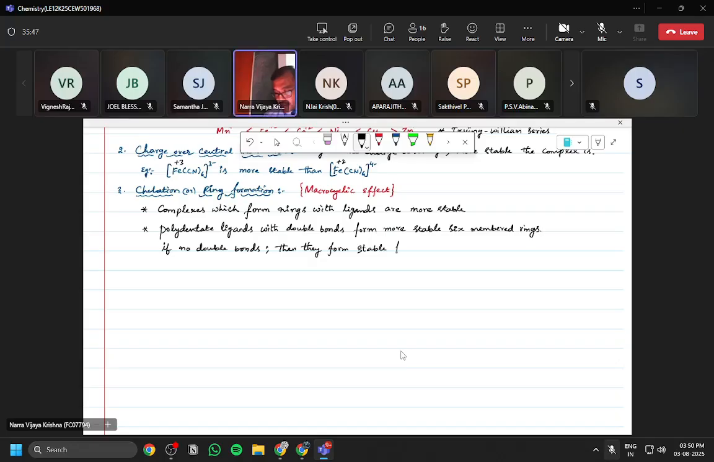Is it clear? Clear, sir, about this point? If they have pi bonds, they prefer to form 6-membered rings. Does ethylenediamine have a double bond in it? No, so it prefers to form a 5-membered ring. Now, if you consider DMG, dimethylglyoxime, does it have pi bonds? Then it will prefer to form 6-membered rings. That's all. Right? Next, crystal field effect.